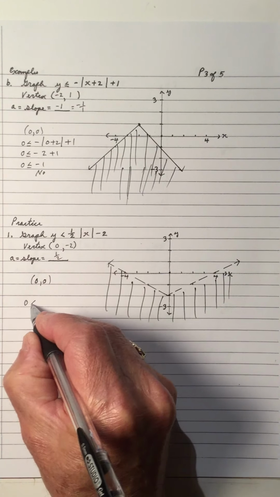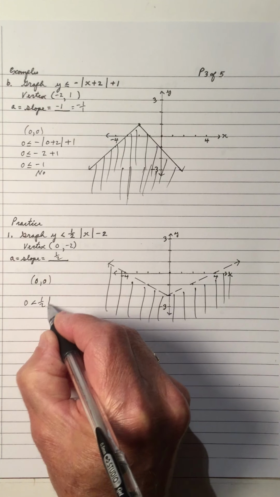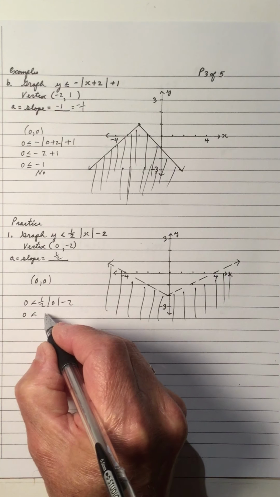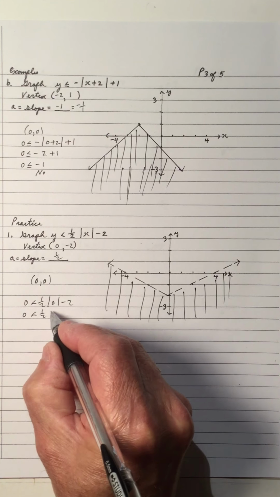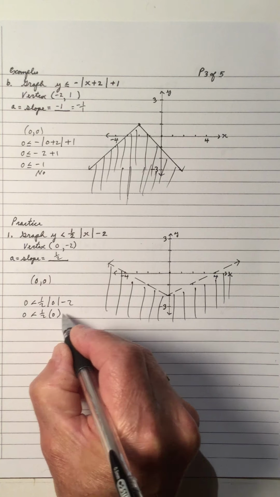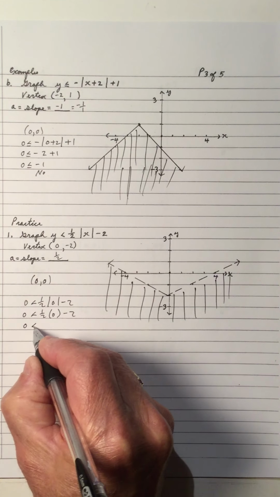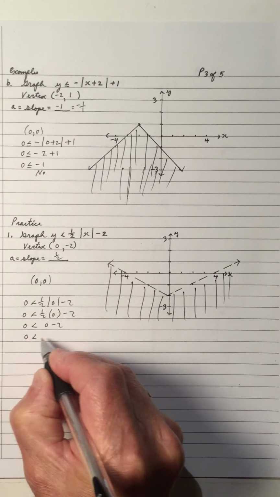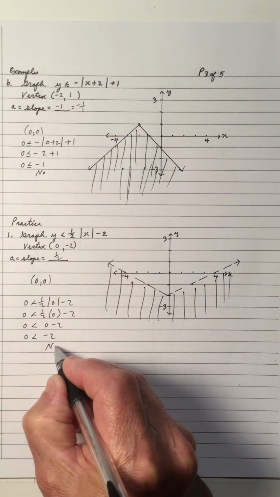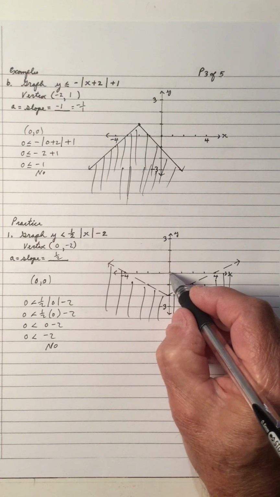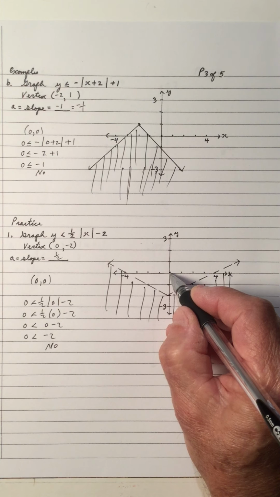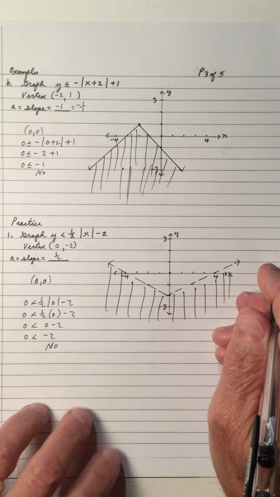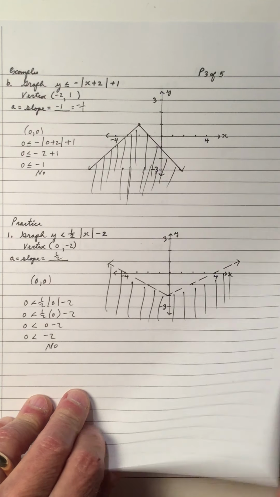So 0 is less than a half, absolute value of 0 minus 2. 0 is less than a half, absolute value of 0 is 0, minus 2. 0 is less than 0 minus 2. 0 is less than -2. No, not true. So (0, 0) is not a point that fits this, so we can't shade there, so we shade in the right area. So always test to make sure.